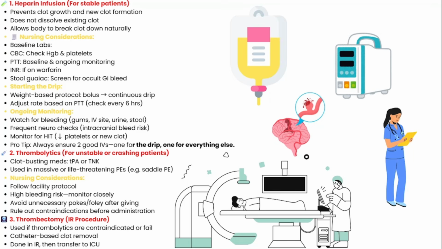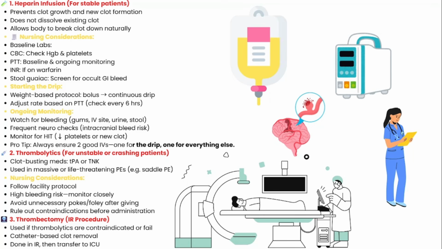The main thing with thrombolytics is a high bleeding risk, especially intracranial hemorrhage. So if it is given, make sure you monitor the patient's neuro exam closely. Also watch the IV sites, the gums. You're going to avoid unnecessary sticks or Foley insertions afterwards. And before even giving it, you're going to make sure that there are no absolute contraindications for receiving thrombolytics.